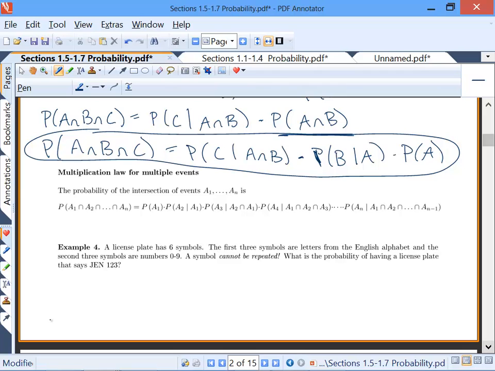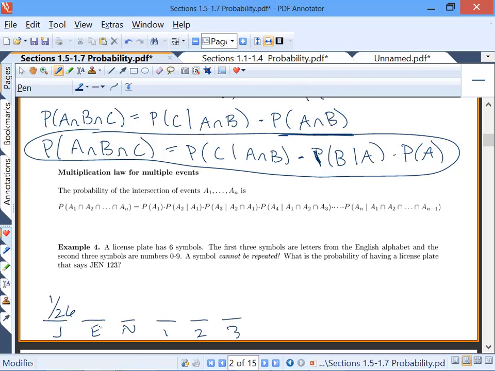Okay. So I want a J, then an E, then an N, then 1, 2, 3. Okay. Symbols can't be repeated. We know that the first 3 symbols have to be from the alphabet, so what's the probability of getting a J? 1 out of 26. Okay.